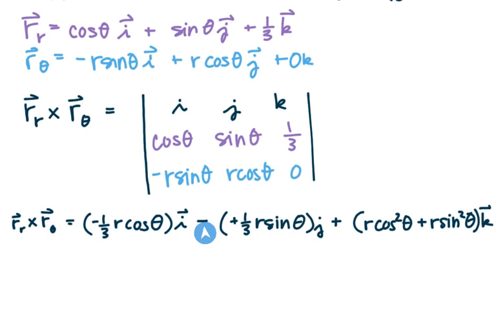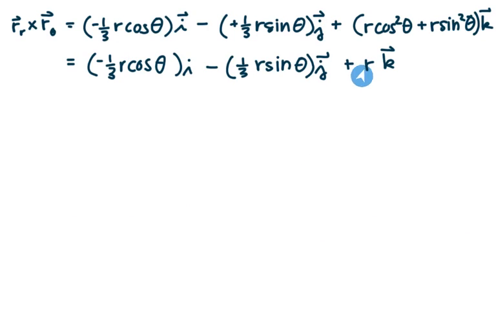Then remember, we always put a minus in front of the j term. So leaving those out, cosine times 0 gives us 0 minus a negative 1/3 r sine theta, that's positive. And then for k, we'll get r cosine squared theta plus r sine squared theta, because it's going to be minus a negative. So this can simplify just a little. The only thing that really simplified here was we used a Pythagorean identity. That k coefficient function became r.